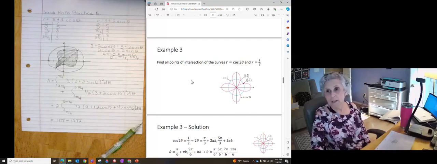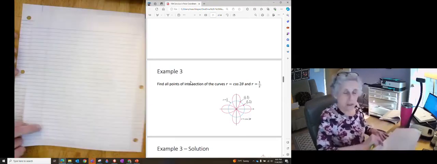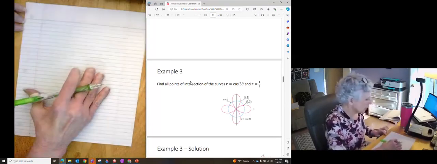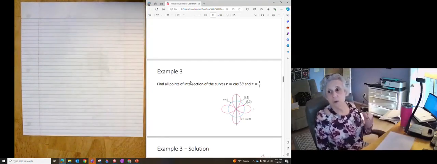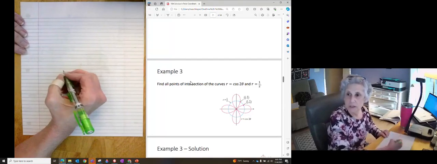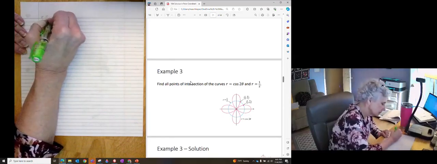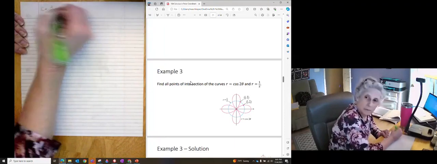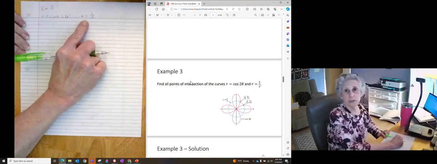Okay, let's practice finding some points of intersection. We've already been doing it, so we won't have to do a lot of examples because we've already done some. Anytime you're looking for points of intersection, you always want to check the pole. Now, example 3, we want to find all points of intersection of r equals cosine 2 theta and r equals 1/2.